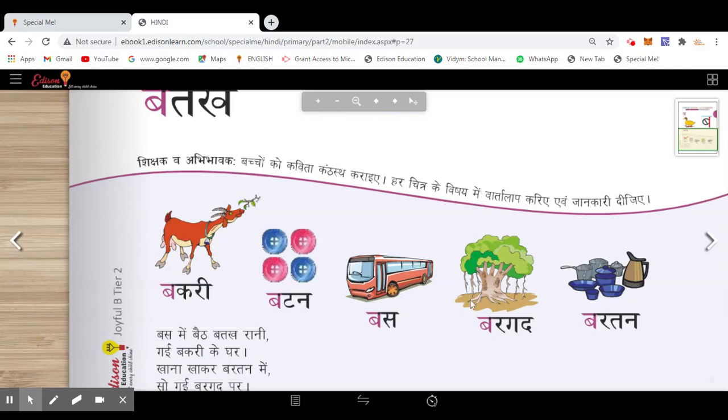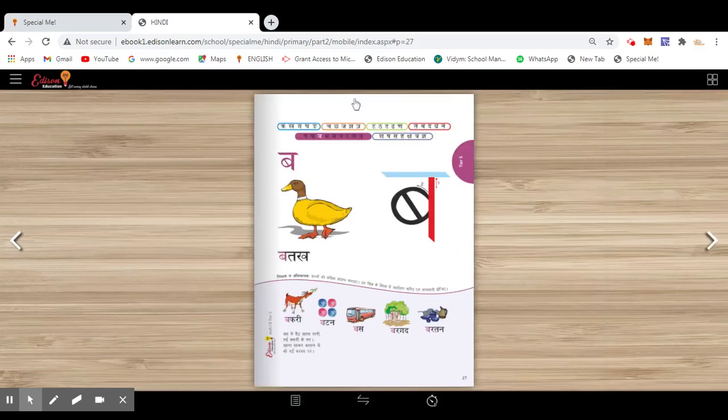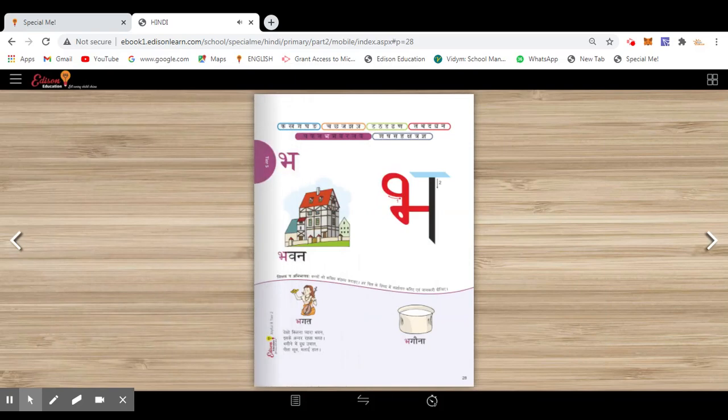ब से बस. नेक्स्ट, कौन सा पेड़ है ये? बरगद. ब से बरगद. नेक्स्ट, ब से बर्तन. नाउ लेट्स रिसाइट द राइम. बस में बैठ बतख रानी गई बकरी के घर. खाना खाकर बर्तन में सो गई बरगद पर. Is it clear to you students? So this way you have to revise all the व्यंजन.